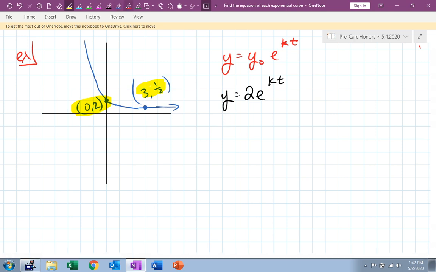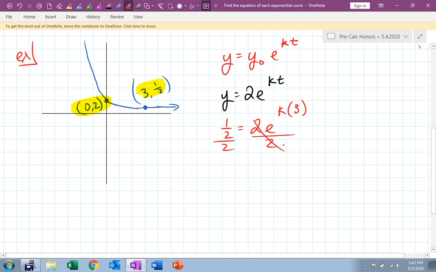So I'm going to say 1/2 equals 2e to the k times 3. Okay, and so now we solve for k. Divide both sides by 2. So I get 1/4 is e to the k. Let's put 3k instead of k3 because that's weird. And to get that variable down, we got to ln both sides. So I get the ln of 1/4 equals 3k because the ln and e cancel out.